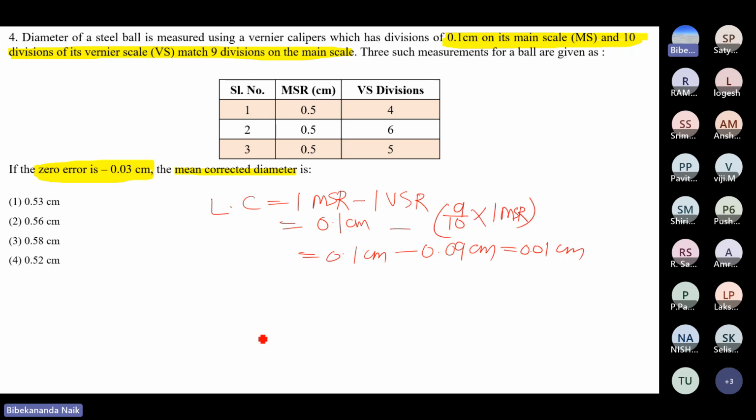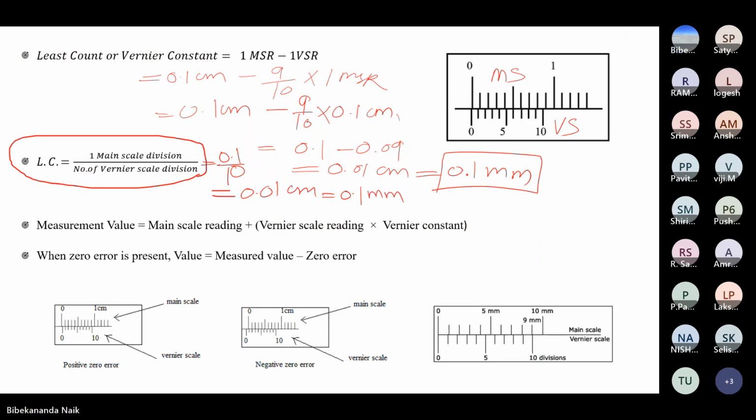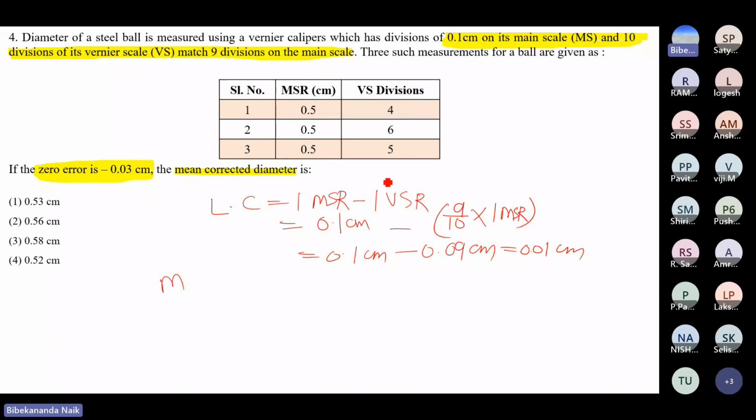Now there are three measurements. The first measurement, the main scale. Now the total measurement will be how much? Main scale reading plus vernier scale reading. The measurement value is main scale reading plus vernier scale reading into the least count. These are the vernier scale readings, that is, the division of the vernier scale that coincides with a division of the main scale. So here it is 4, 6, and 5. So there are 3 readings.